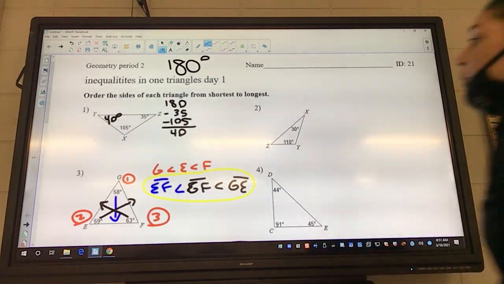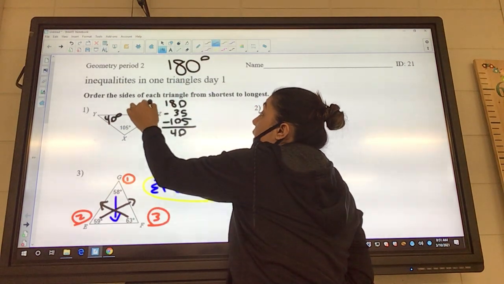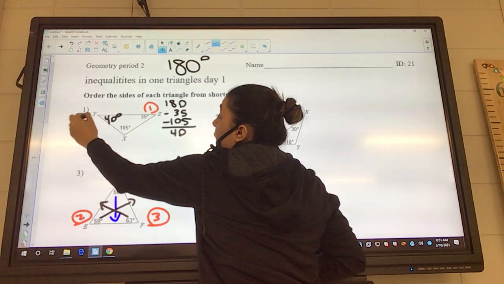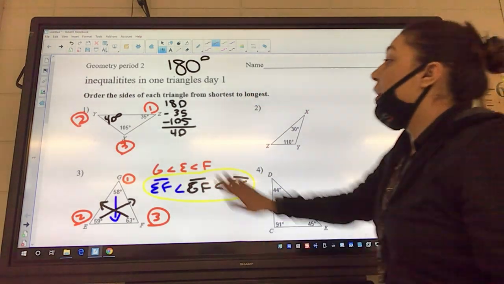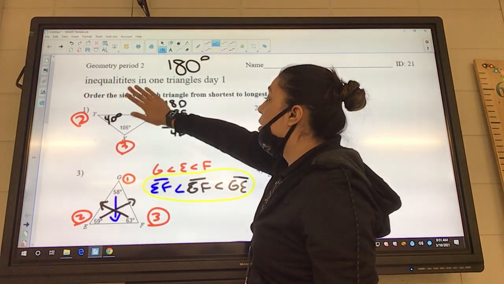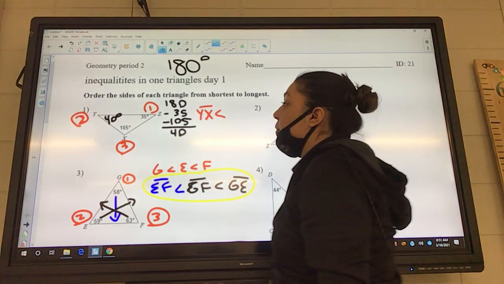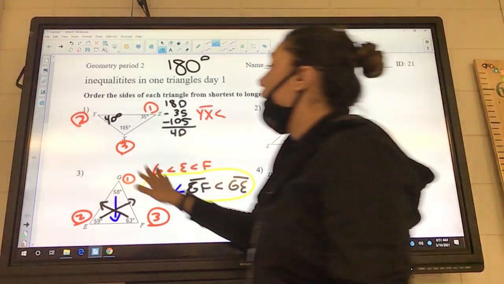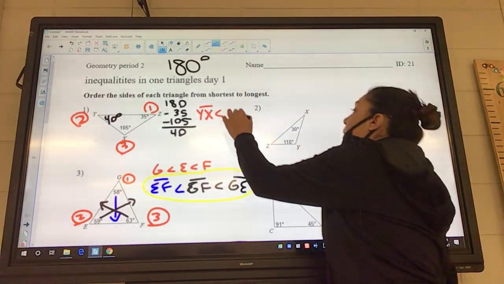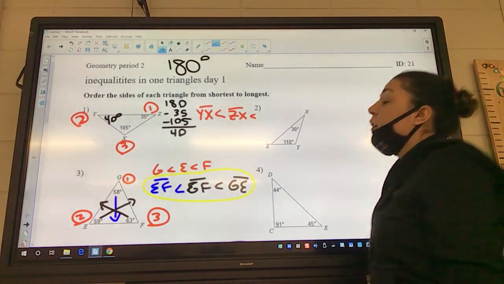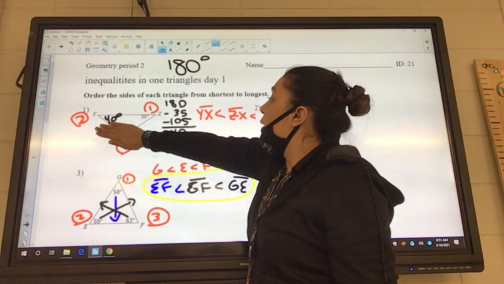So we could still label those. What's the smallest one? Z, and then 40 is Y, and then this one would be the third biggest one. So if I'm using Z, because I'm looking at the smallest first, then it's going to be YX. I've used the first one, so I'm going to use the second one, and it's going to be ZX. Then the third one is going to be X, so I'm going to say YZ.